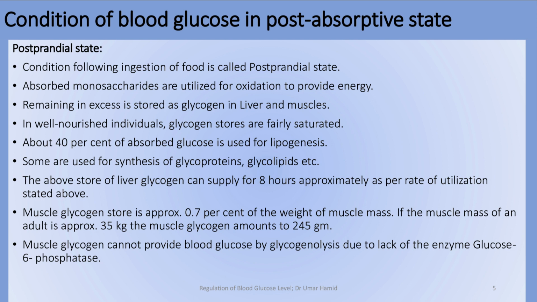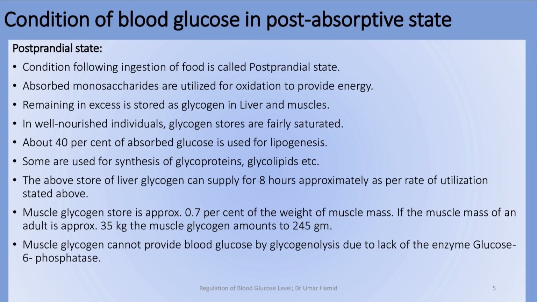Condition of blood glucose in post-absorptive state. What is postprandial state? It is a state or condition following ingestion of food. Absorbed monosaccharides, glucose, fructose or galactose, are utilized for oxidation to provide energy. Remaining in excess is stored as glycogen in liver and muscles. In well-nourished individuals, glycogen stores are fairly saturated. About 40% of absorbed glucose is used for lipogenesis. Some are used for synthesis of glycoproteins, glycolipids.